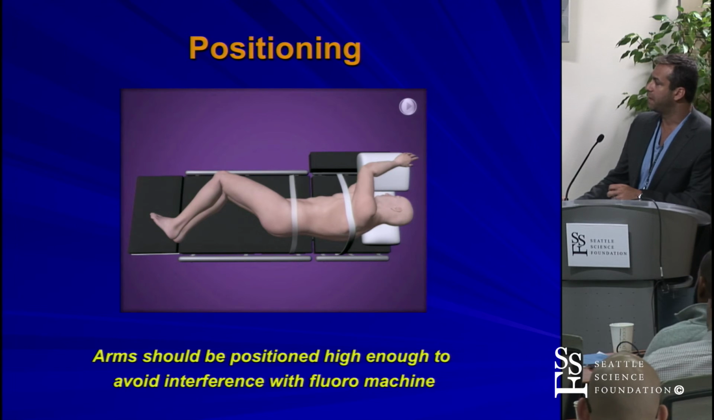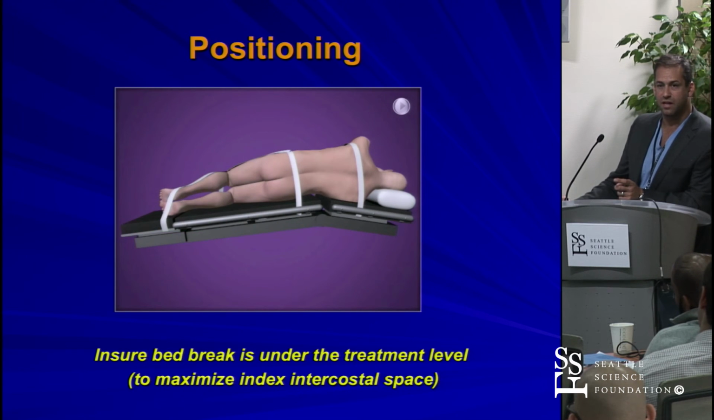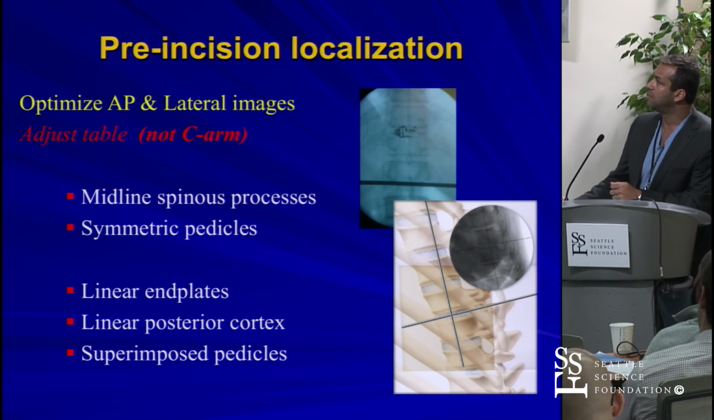So positioning, the arm should be positioned high enough to avoid interference with the fluoro machine. And when breaking the bed, you want the break slightly different than if you're doing a lumbar procedure, where you want the break at the same place every time. With thoracic, you actually want the break below the level of the index level that you operate at, so you can widen that intercostal space.